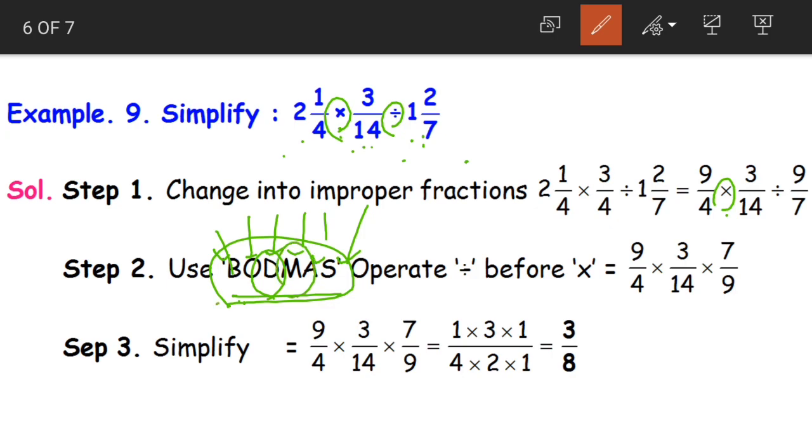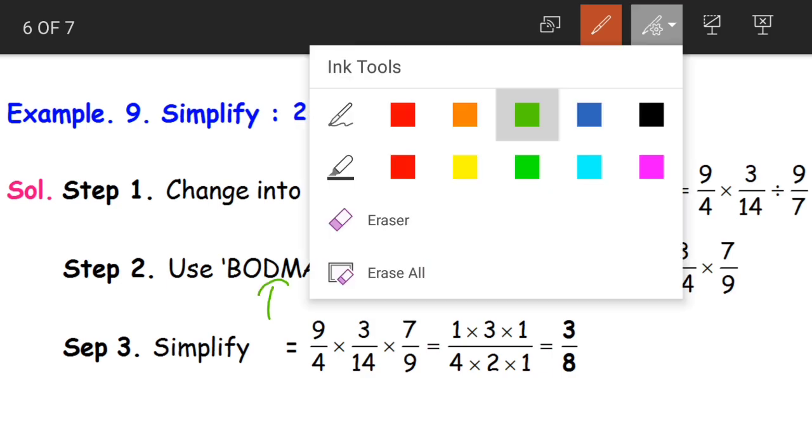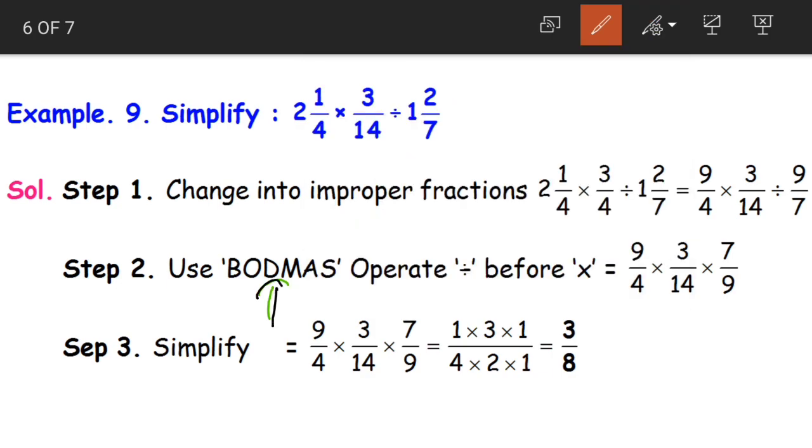Here I am just giving a gist of this. In the next class we'll discuss it in detail. Okay students, for now simply remember that D stands for division and M stands for multiplication. As D is coming before M, we operate division before multiplication. Clear?